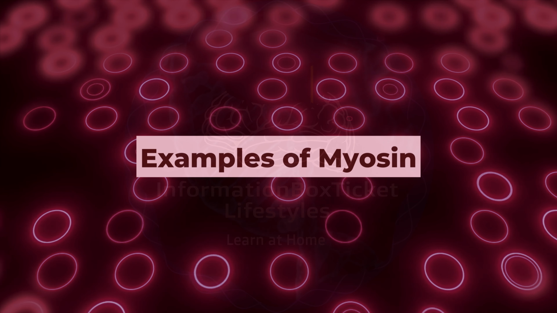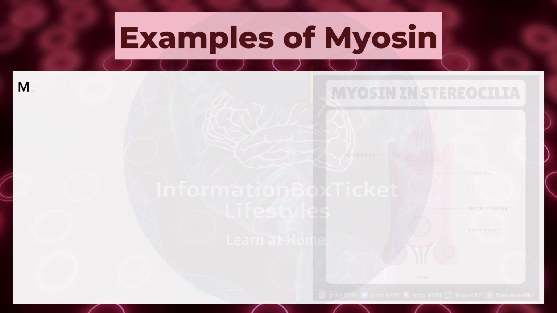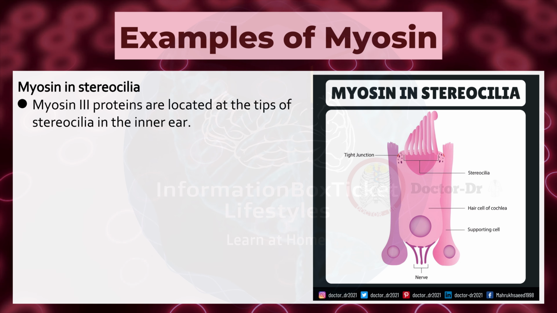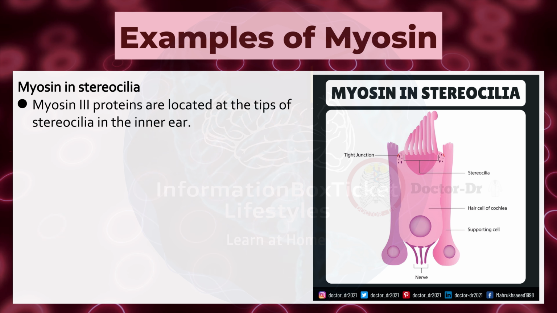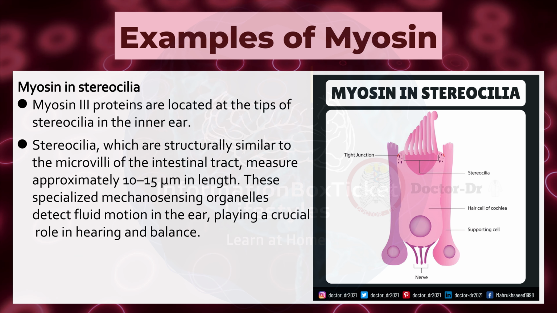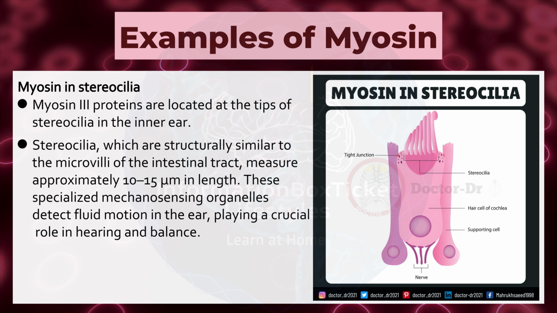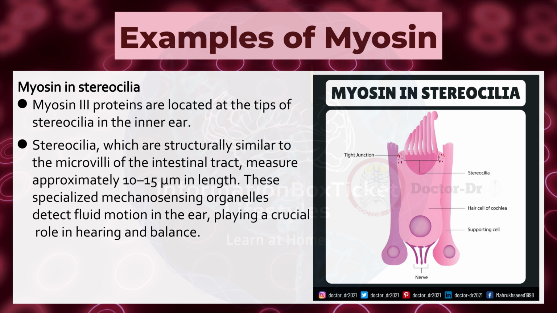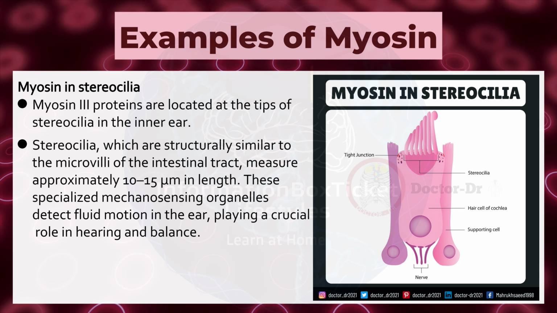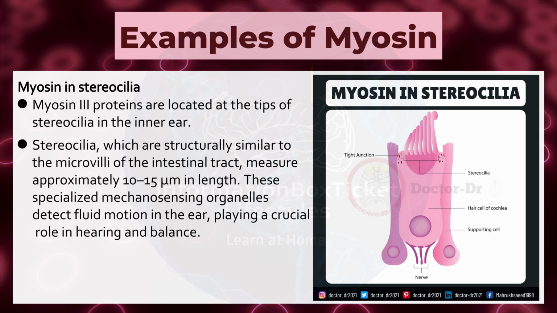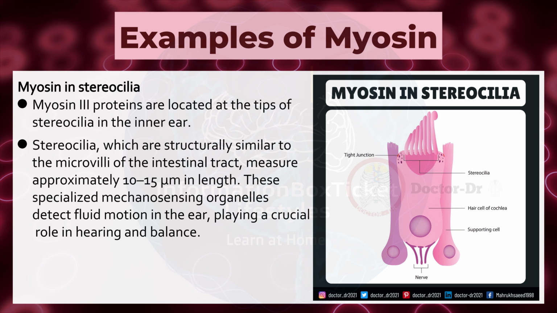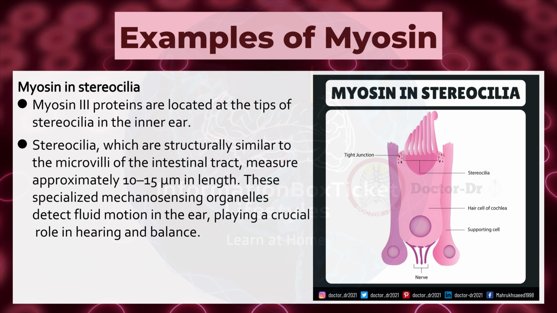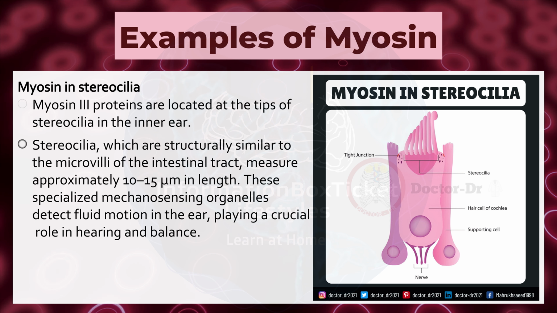Examples of myosin. Myosin in stereocilia. Myosin 3 proteins are located at the tips of stereocilia in the inner ear. Stereocilia, which are structurally similar to the microvilli of the intestinal tract, measure approximately 10 to 15 micrometers in length. These specialized mechanosensing organelles detect fluid motion in the ear, playing a crucial role in hearing and balance.